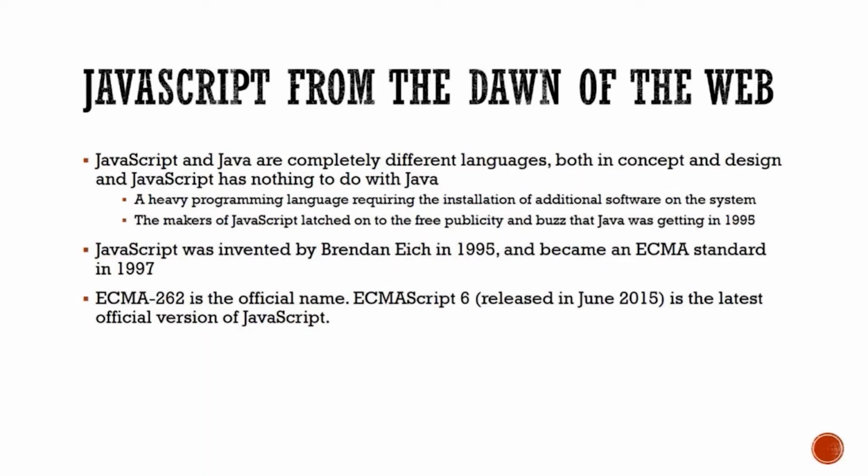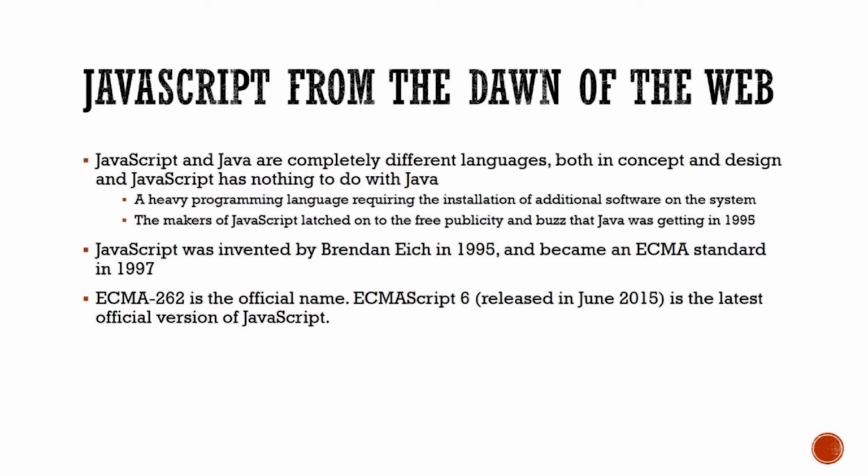It is a heavy programming language, that being Java, and it requires the installation of additional software on the system. That's software that does not exist, it's not automatically included in the web browser, and that's why you're receiving the updates. Or if you visit a site that requires Java, you get a link to go and download the most recent update of Java. The makers of JavaScript kind of latched on to free publicity and the buzz that Java was getting back in 1995 and named it JavaScript, but the two are completely different.